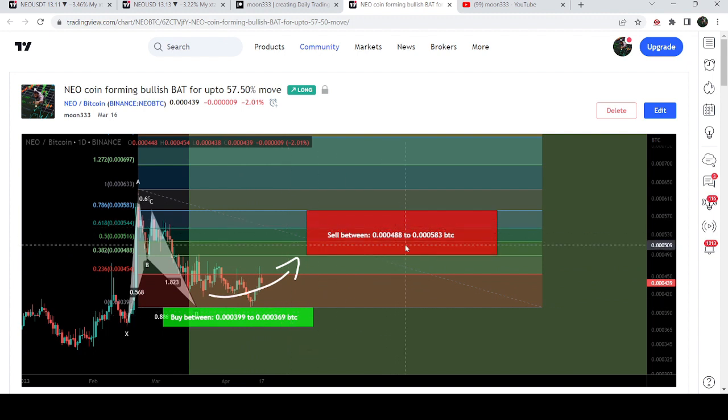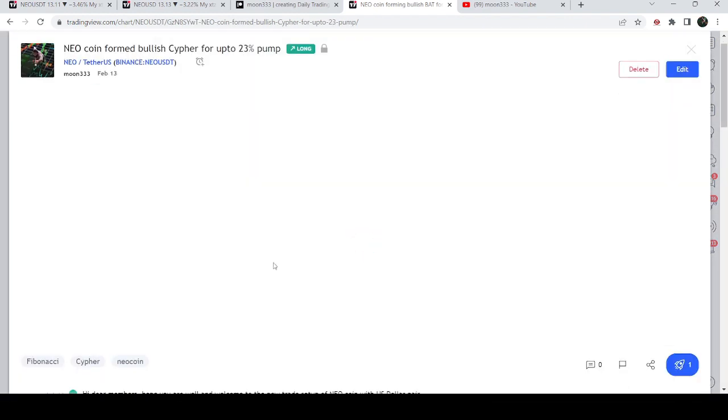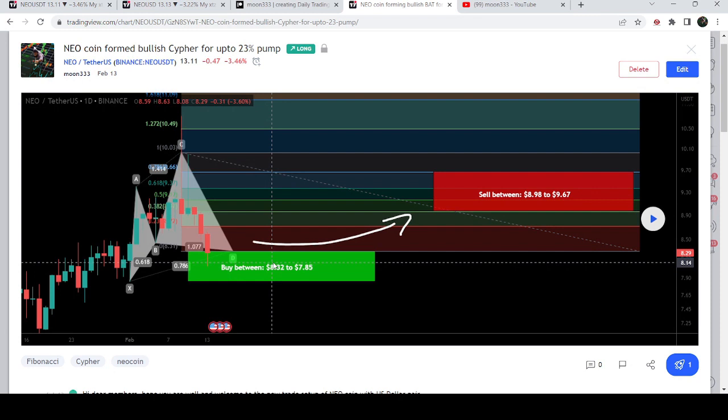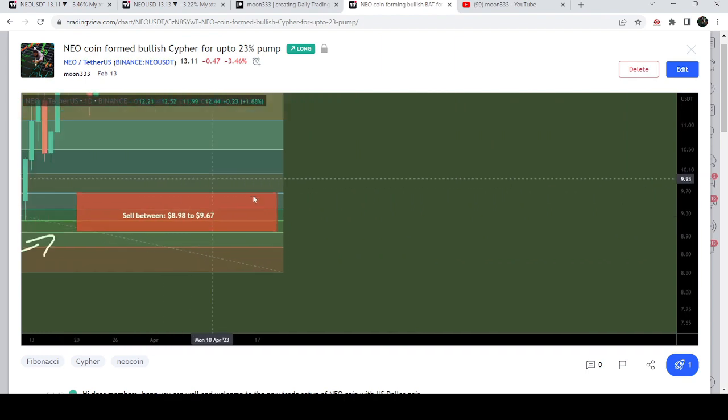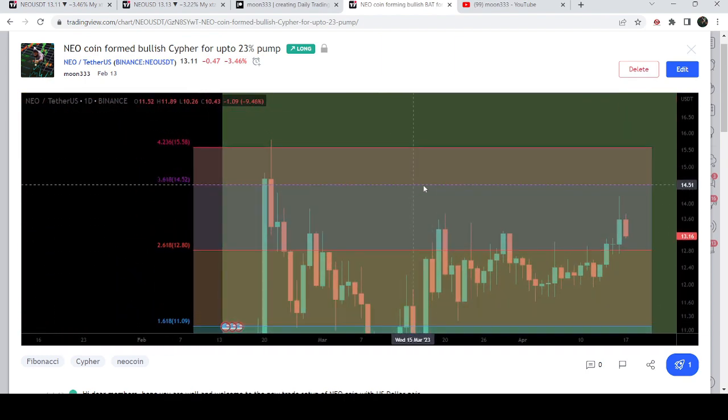Now, if we take a look at the previous idea that I shared, this one, that was another harmonic bullish reversal cipher pattern that was formed on a daily time frame chart with US dollar pair, and I shared this idea on 13th of Feb 2023 with my members. And if I play this chart, then you can see that the price line started a very massive reversal. This was, by the way, more than 90% pump on this daily time frame chart.